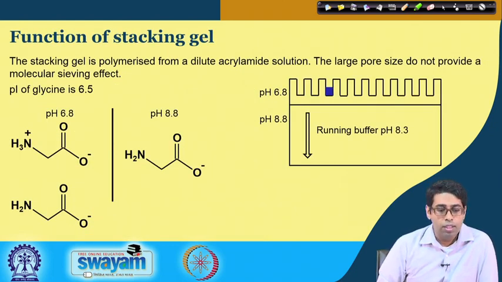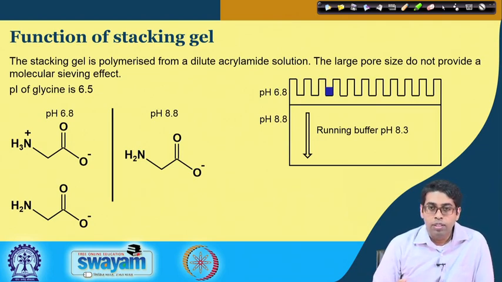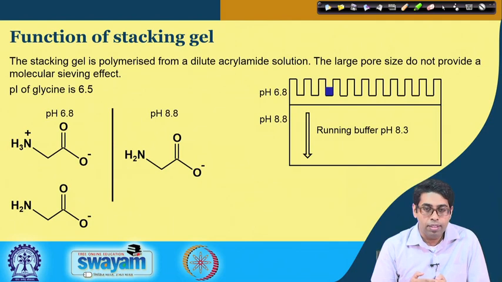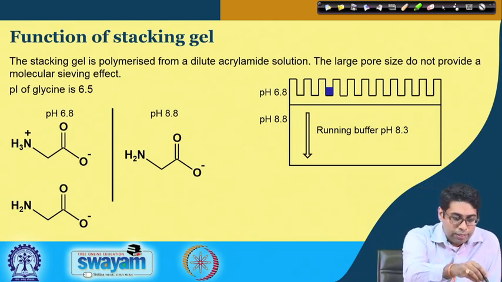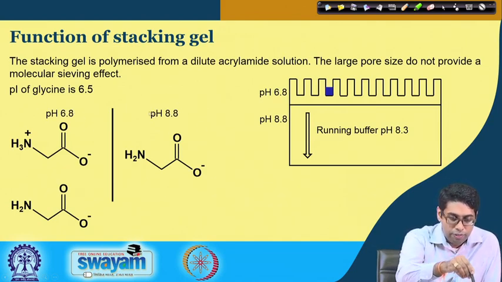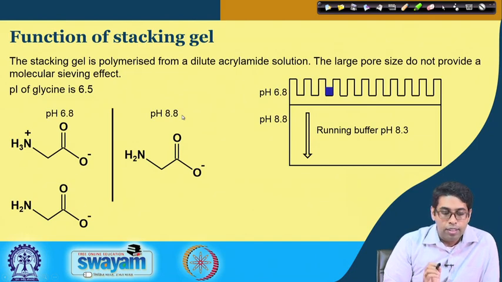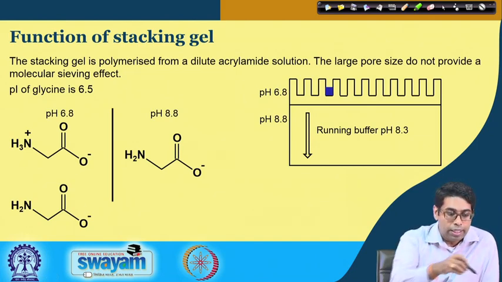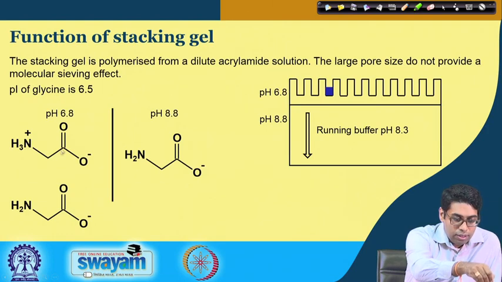So, that brings us to the function of the stacking gel. How does this stacking gel stack all the protein molecules and bring them to the same point? That is the most important thing. So, this part is the stacking gel, pH 6.8, and this part is the resolving gel, pH 8.8. The trick is that what we use is glycine. This is the structure of this amino acid glycine. It has a pI of 6.5.